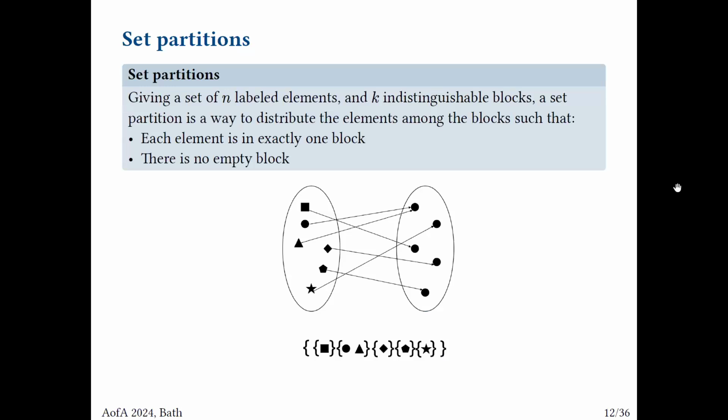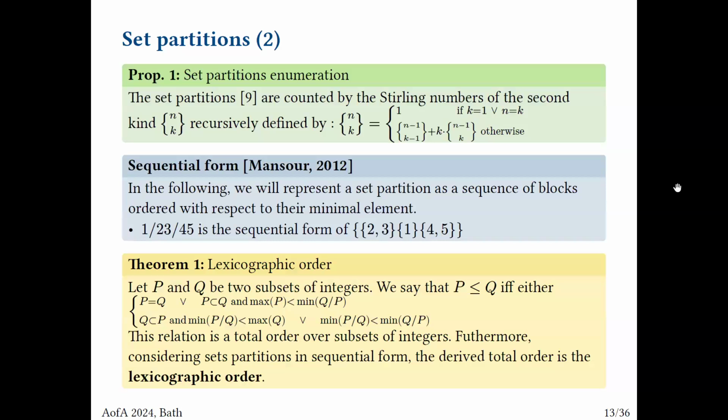A set partition is a combinatorial structure. I have a set of n elements, and I need to distribute it into k blocks, such that each element of the set of n elements belongs to exactly one block, and there is no empty block in my partition. It can be given as a Rota's problem like this: a surjective function from a labeled set of elements to an unlabeled set of elements. So here you have two representations of set partitions. Now, some properties of set partitions. The set partitions are counted by the Stirling numbers of the second kind, which are recursively defined like this.